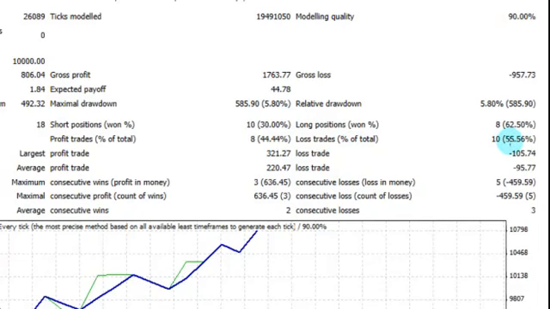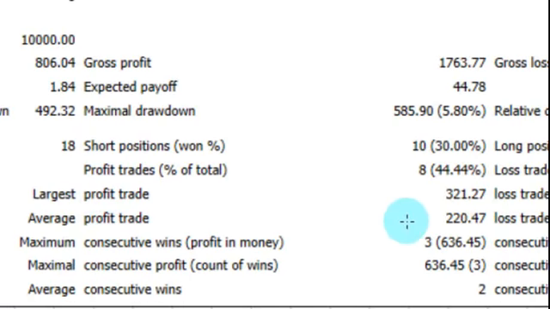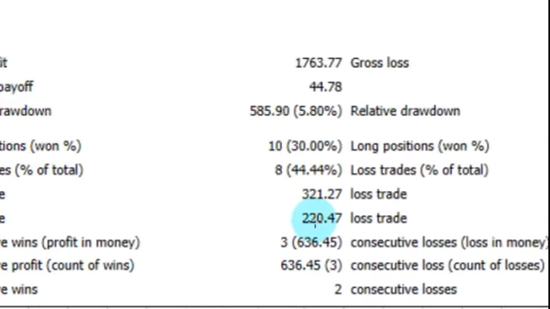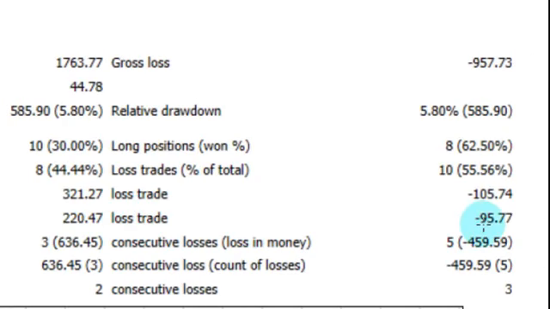How did I do it? The secret is here. Pay attention to the average profitable trade. It's around $200. The average losing trade is around $100. It means I took twice what I risked per every single trade.